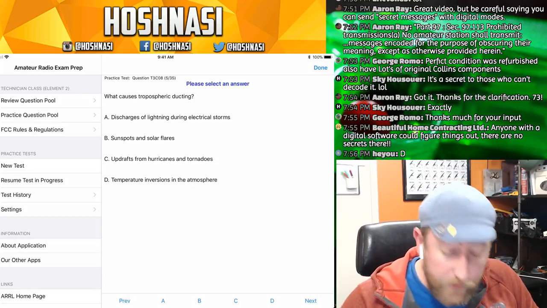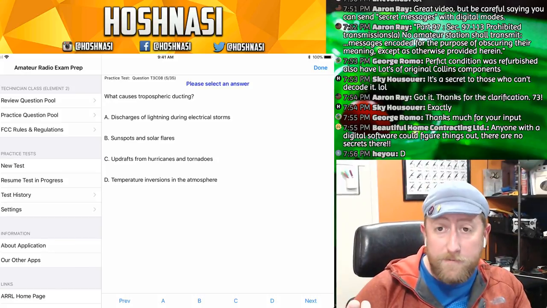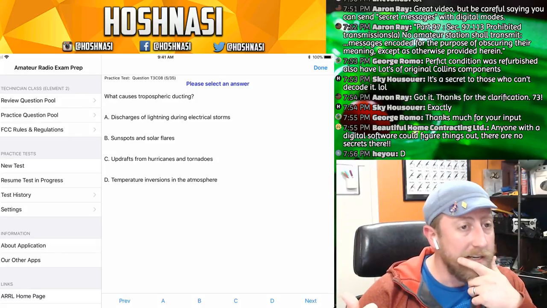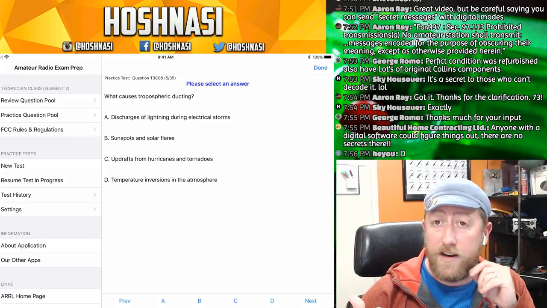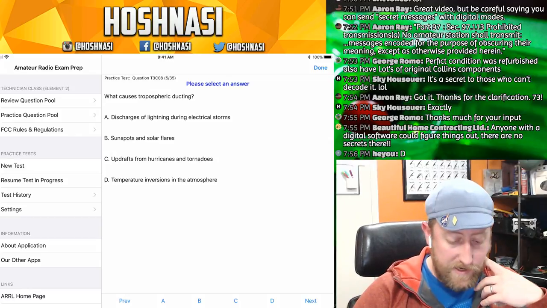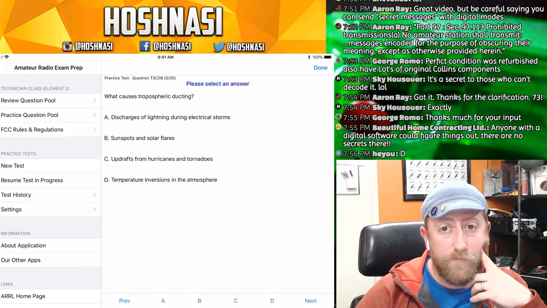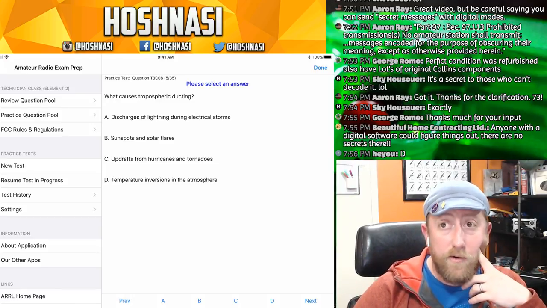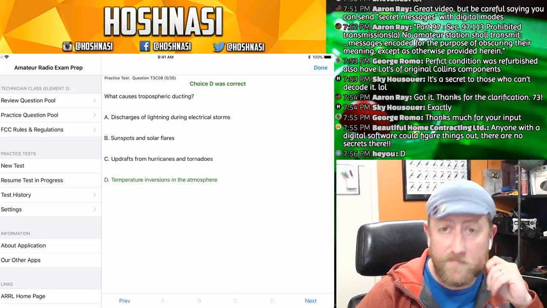Okay. So, what was I going to say? On the tropospheric ducting question, I believe the answer here is B, by the way. I thought it was B, sunspots and solar flares. But tropospheric ducting, temperature inversions in the atmosphere, could very well be D, too. To be honest, I don't really know. But Hey You says D. He's much more studied up than I am because he's getting 87%. He was right. So remember that.